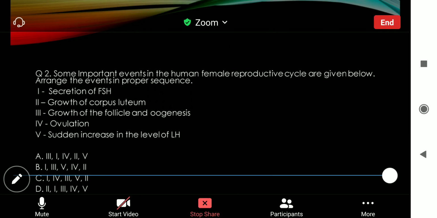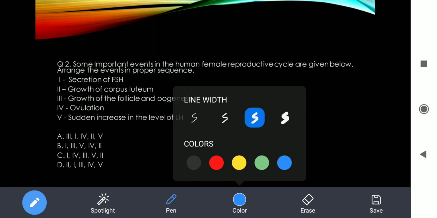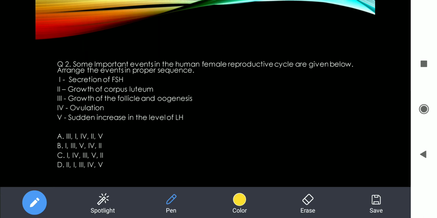In the second question, the question is, some important events in the human female reproductive cycle are given below. Arrange the events in proper sequence. The events are: number one, secretion of FSH; growth of corpus luteum; growth of the follicle and oogenesis; ovulation; and sudden increase in the level of LH. So from this question, let's start arranging these events.